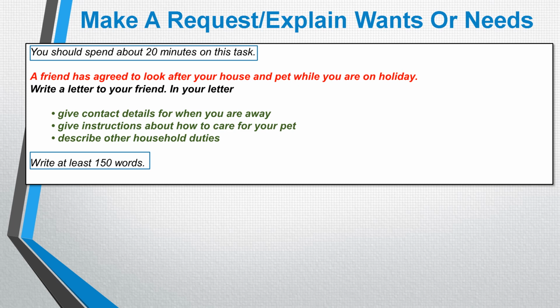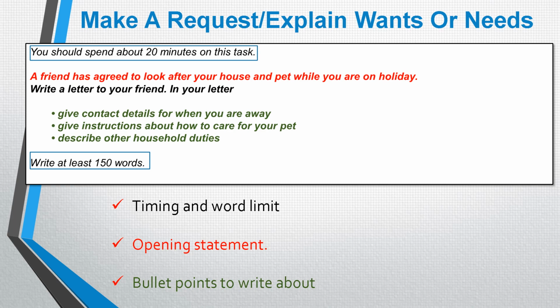Now, the first sentence where it says, "A friend has agreed to look after your house and pet while you are on holiday," that is your opening statement, or you might call it the background sentence or background statement, and you'll have one of those for every question that you see. You'll then be told who you're going to write a letter to. So here it says, write a letter to your friend. And then you're given 3 bullet points that you have to write about.